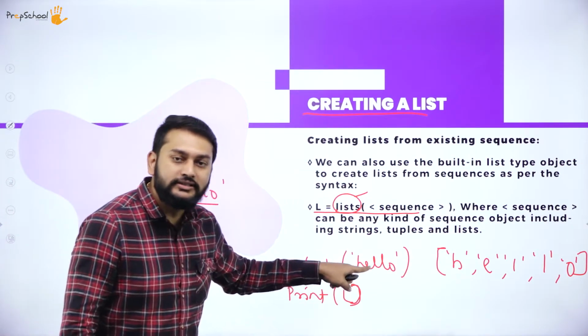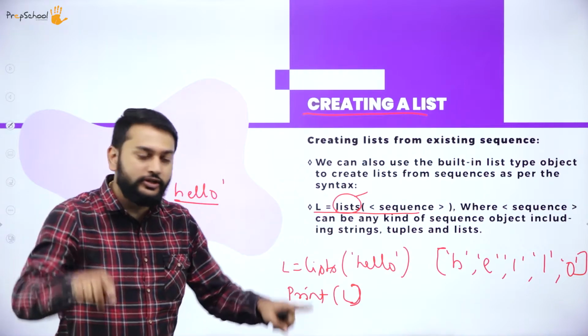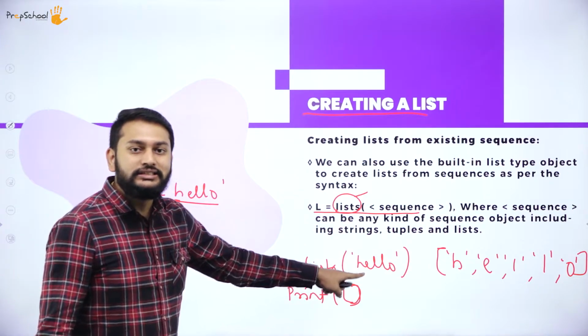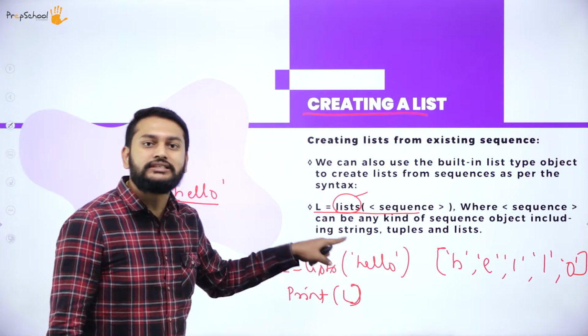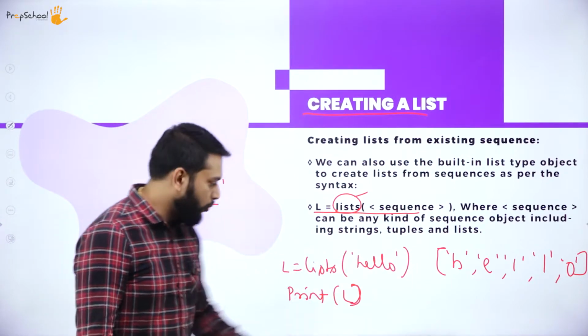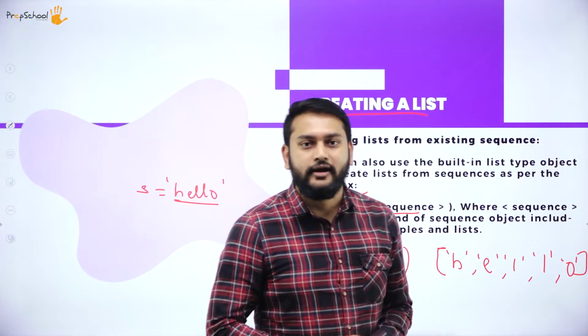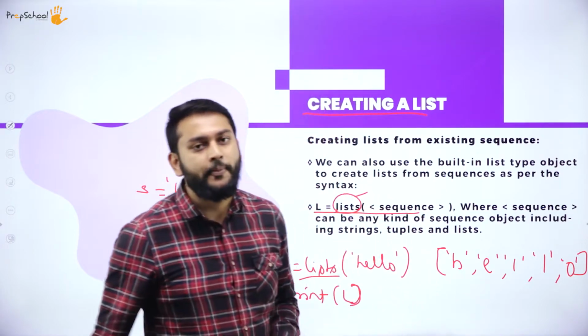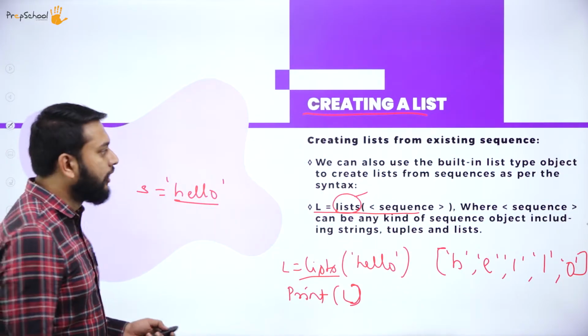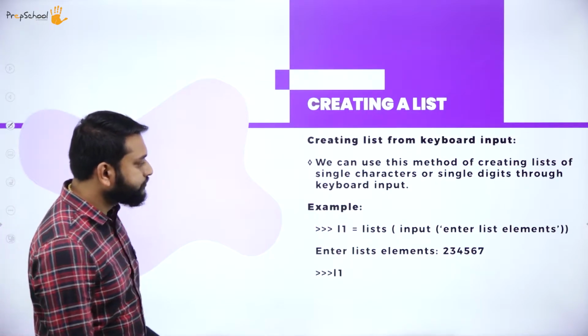So see here, this is the string which is enclosed between the quotes, but this existing sequence is converted into a list with the help of the function list, is what you need to understand, right? This is how I will be converting the existing sequence, right? Moving on to the next one.